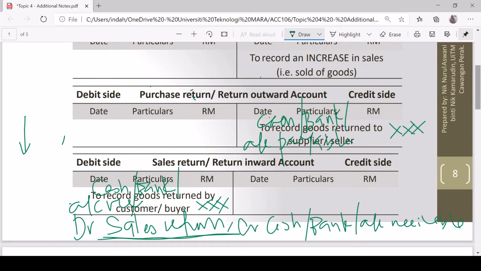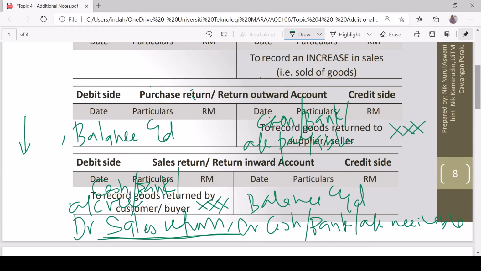At the end of the day, what happened? You have to balance off the account. So when you balance off the account for purchase return, you will have a balance c/d on the debit side. This is credit balance. And then for sales return, you will have balance c/d on the credit side. So this is debit balance.